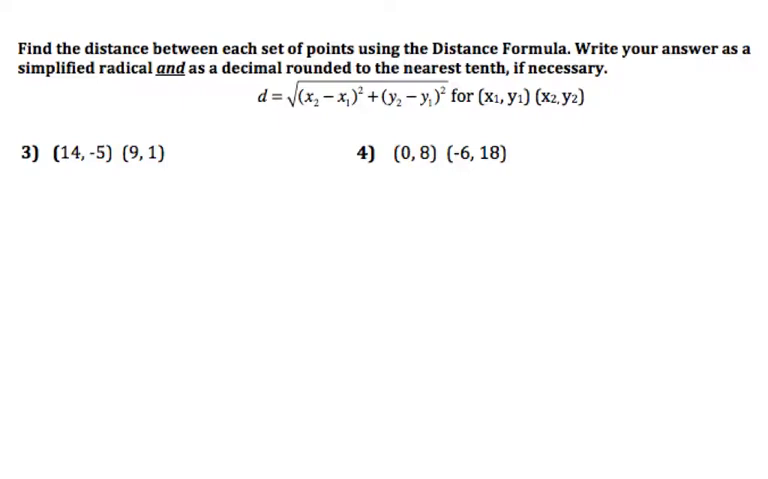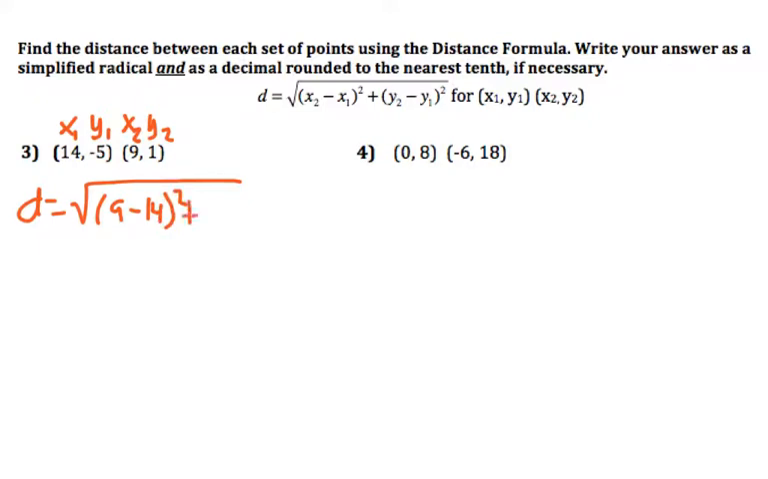On number 3, we have (14, -5) and (9, 1). We're just going to label that first point: 14 is x sub 1, and negative 5 is y sub 1. Then on the next one, we'll have x sub 2 and y sub 2. And we're just going to substitute in those 4 values into our distance formula. So the distance is equal to the square root of x2, which is 9, minus x sub 1, which is 14, squared, plus y2, which is 1, minus y1, which is negative 5, squared.